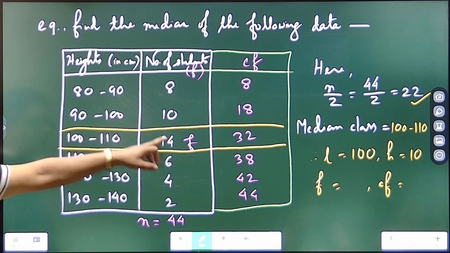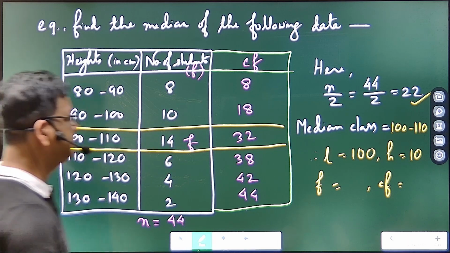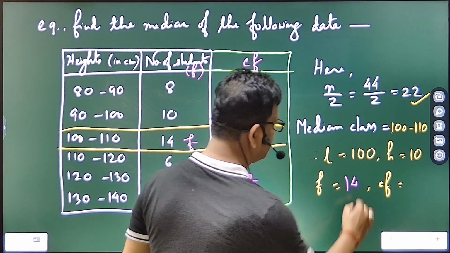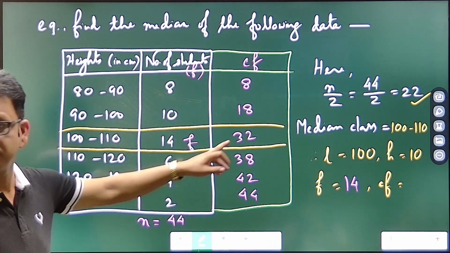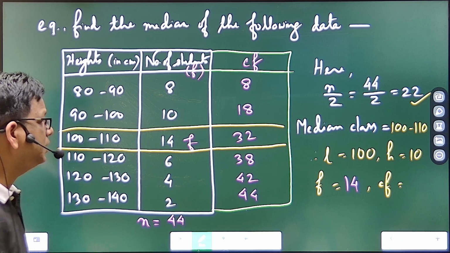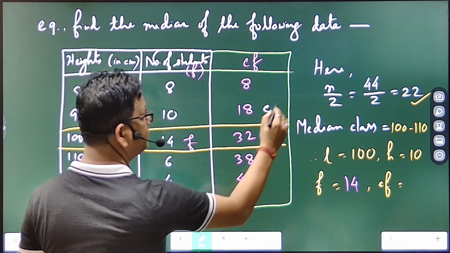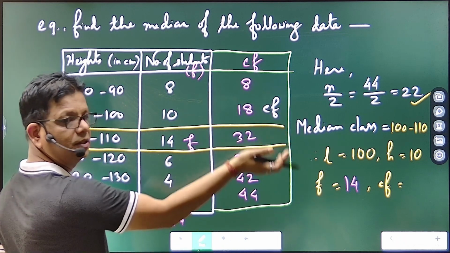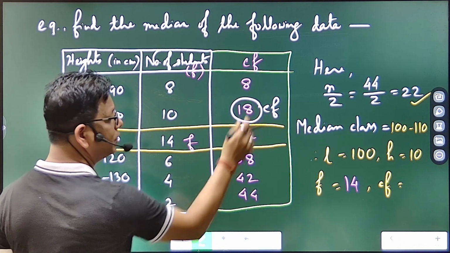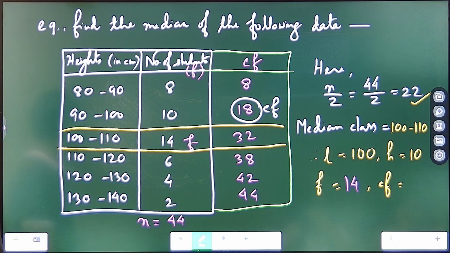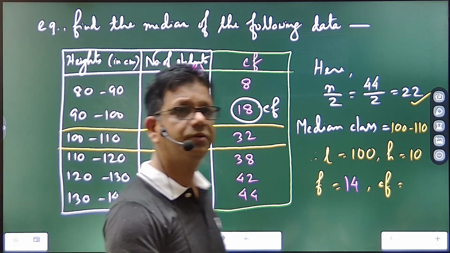So F is the frequency of the median class. So F is 14. What about CF? CF is not 32. Okay, that is always confusing. So the CF is the CF of the preceding class, the previous class. So the CF will be 18, not 32. This formula is being verified, so we have nothing to do on that. We just need to apply it.